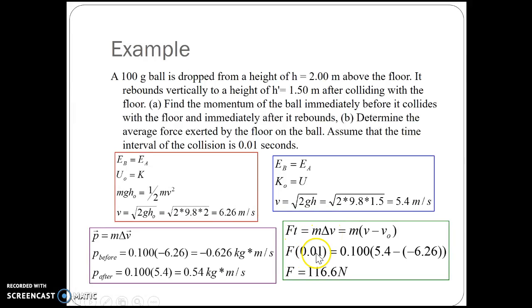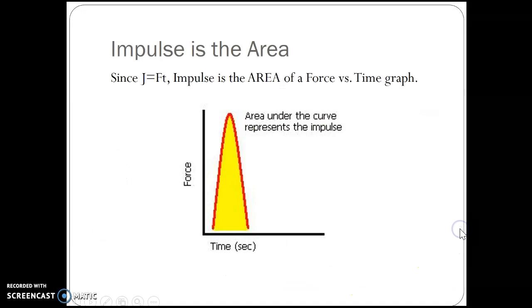Plug in what I know here. I know the time it was in contact with the floor. I know the mass of the ball. I know the change in velocity. Notice that extra negative sign here because this was going down. So this is final minus initial. And I get a force of 116.6 newtons. So the floor exerted a force of 116.6 newtons to rebound that ball back up in the other direction.